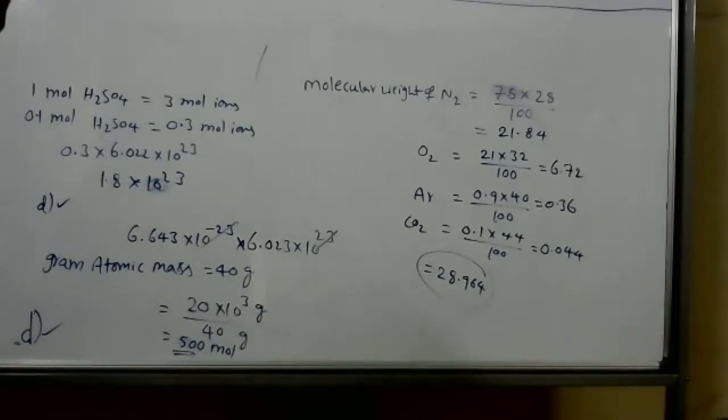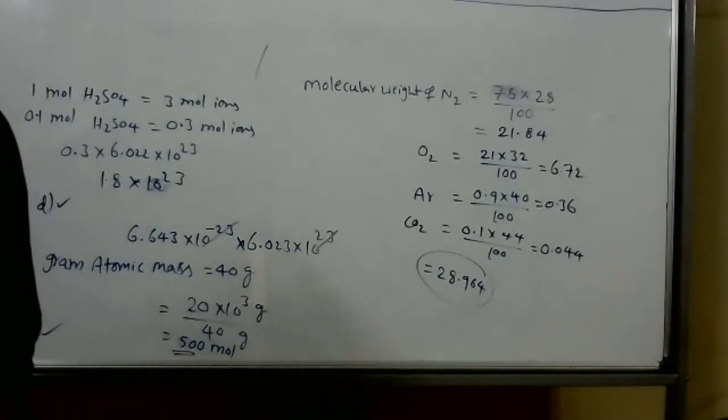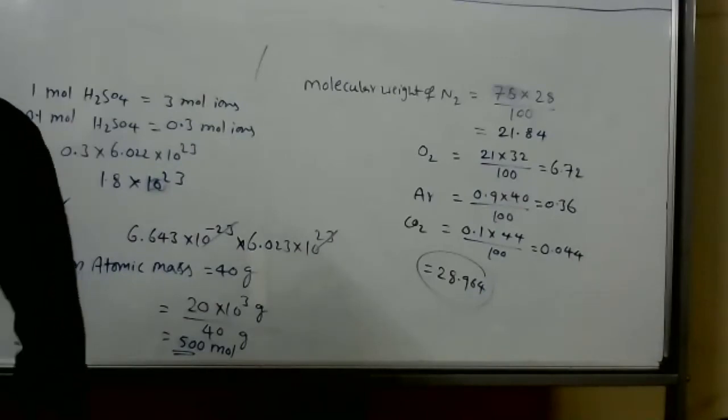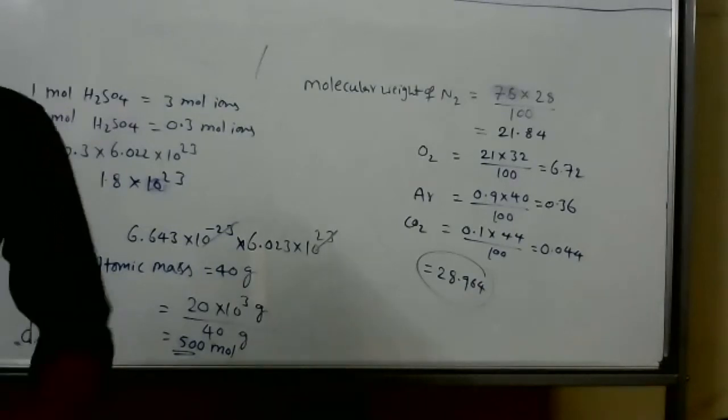Okay, next, Keshav. Read the next question. The density of a 3 molal solution of NaOH is 1.110 gram per milliliter. Calculate the molarity of the solution. We have to calculate molarity, but molality is given: a 3 molal NaOH solution.